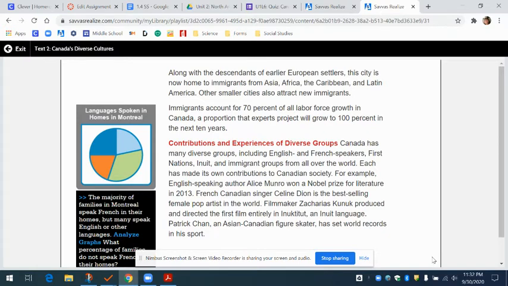Contributions and experiences of diverse groups. Canada has many diverse groups, including English and French speakers, First Nations, Inuit, and immigrant groups from all over the world. Each has made its own contributions to Canadian society. For example, English-speaking author Alice Munro won a Nobel Prize for Literature in 2013. French-Canadian singer Celine Dion is the best-selling female pop artist in the world.